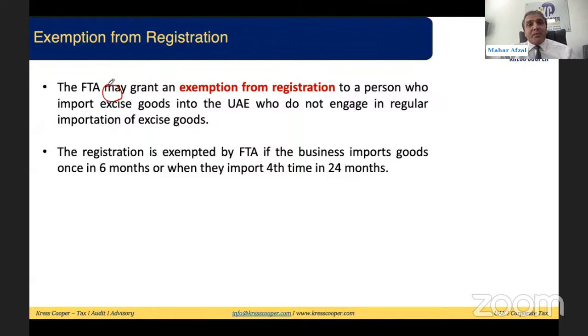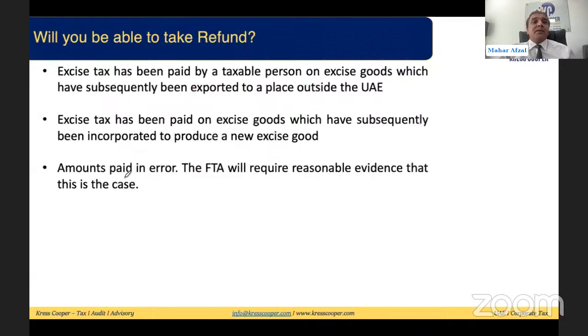They have defined the regular importer as well. The registration is exempted by the FTA if the person imports the excisable goods once in 6 months, or imports 4 times in 24 months. If you import 4 times in 24 months or once in 6 months, you are not liable to register because you will not be considered a regular importer of the excise goods. Otherwise, you will be liable to register for excise purposes, submit the return, and pay the excise tax as well. Can you take the excise duty refund?